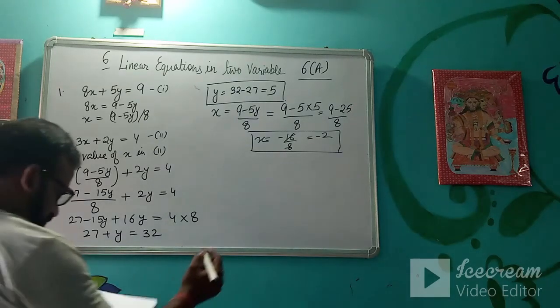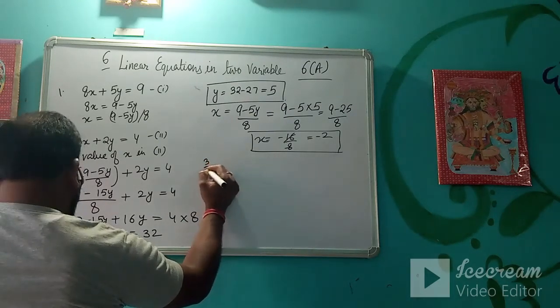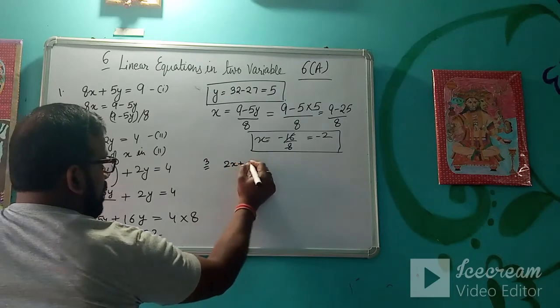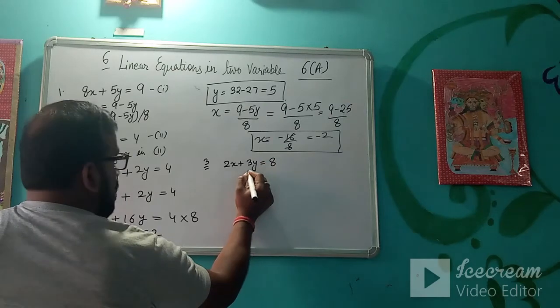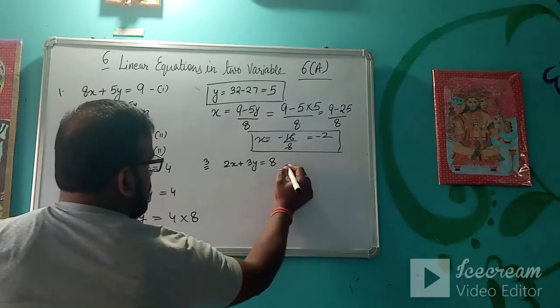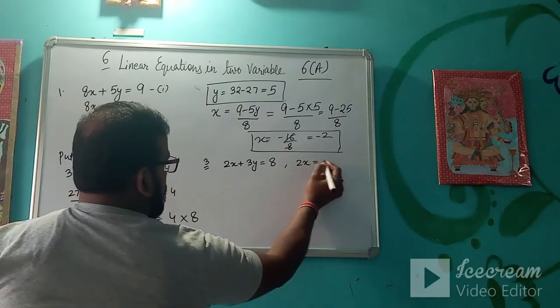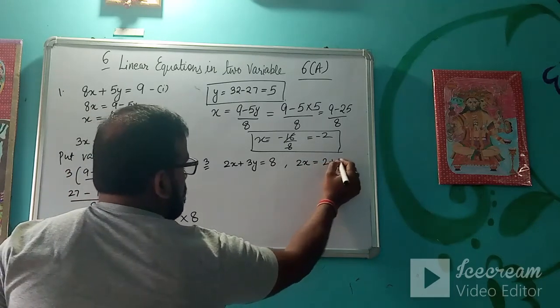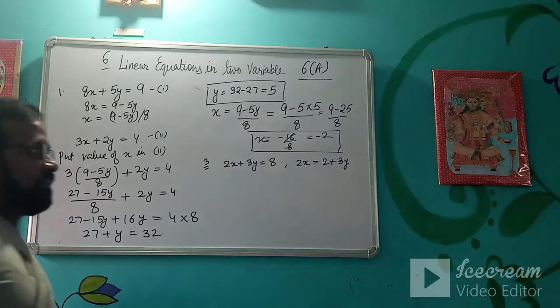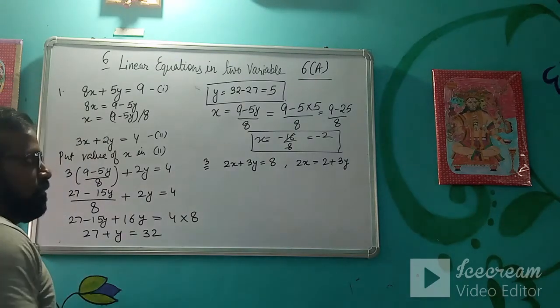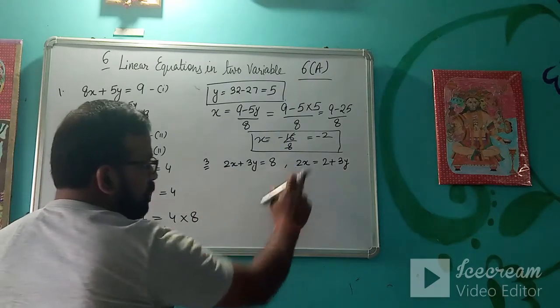Okay, one more type. Let's see. Suppose 2x plus 3y is equal to 8, and the second equation is given as 2x equal to 2 plus 3y. Now when we inspect these equations, we come to know that it is 2x and it is also 2x.